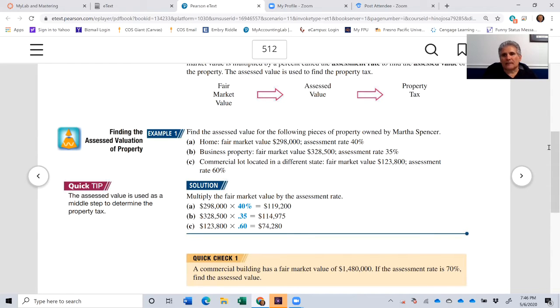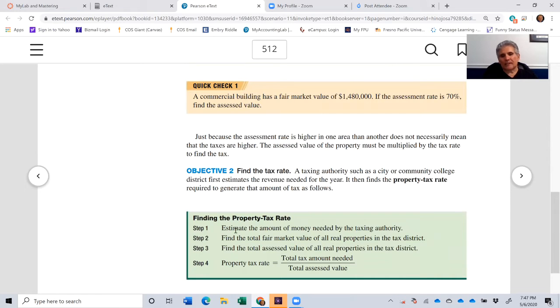These are the assessed values, and that is what's going to be used to determine the property tax. Finding the property tax rate, we're going to estimate the amount of money needed for taxation authorities. So counties, cities, states are going to figure out how much money is necessary. Then we're going to figure out the total market value of all the real properties in that district, the fair market value. We're then going to determine the assessed valuation of the real property in the tax district. And then the rate is going to be determined by taking the total amount needed divided by the assessed valuation.